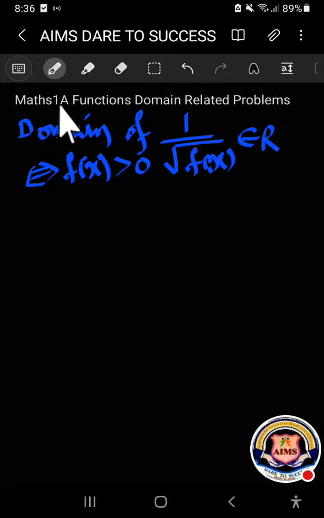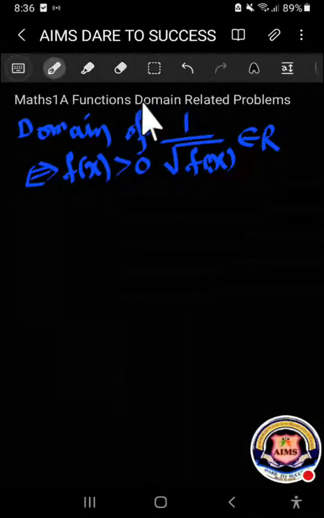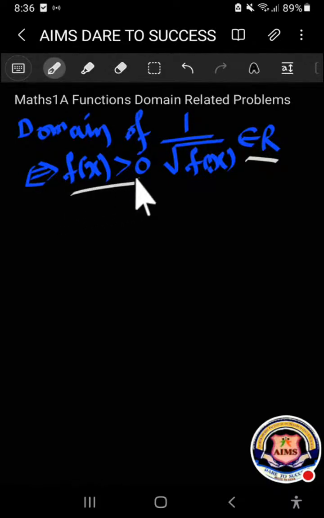Today I wanted to discuss with you Maths 1A Junior in Functions chapter domain related problems. When you are having domain of 1 divided by root over f of x, that function is in denominator with the square root, that must be a real number, that is belongs to R, if and only if f of x is greater than or equal to 0.